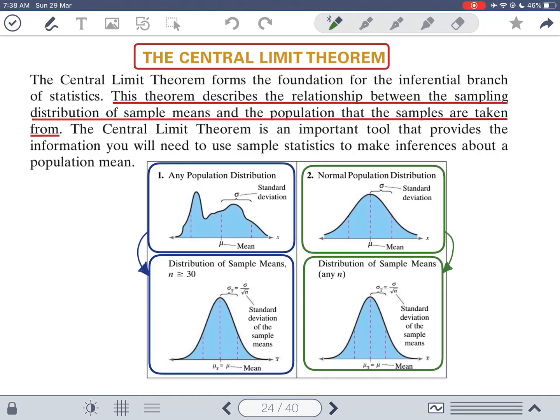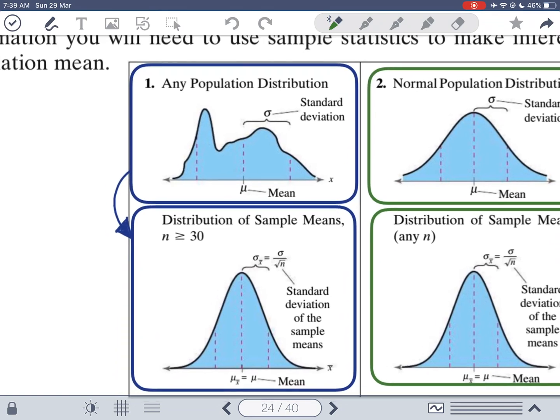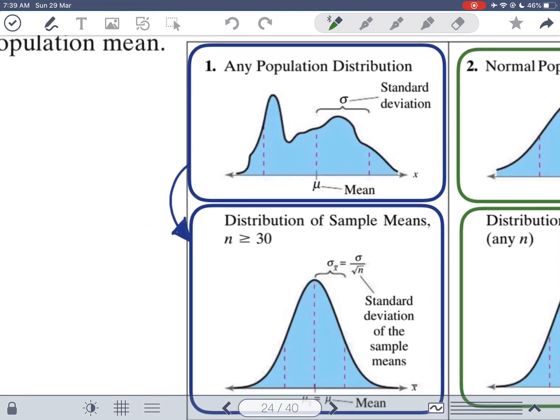Okay, so now we look at the central limit theorem. As I told you, it forms the foundation for the inferential branch of statistics. This theorem describes the relationship between the sampling distribution of sample means, the one that we just were talking about, and the population that the samples are taken from. So it actually says something very simple to understand.